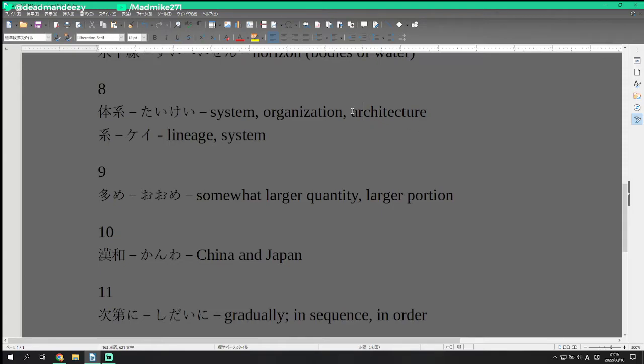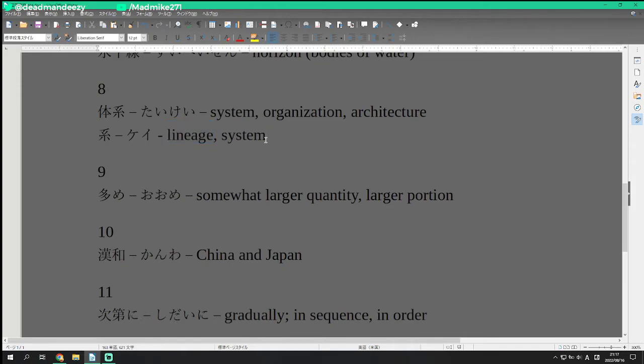The only problem with using architecture, though it probably is closest to the meaning, is that in English we also have architecture meaning specifically the design of buildings, which I don't really want to use. Kei is made up of two radicals with the katakana for no on the top, and underneath we have our radical for a thread or a line. So a lineage is specifically a line dangling off of no, or a system.